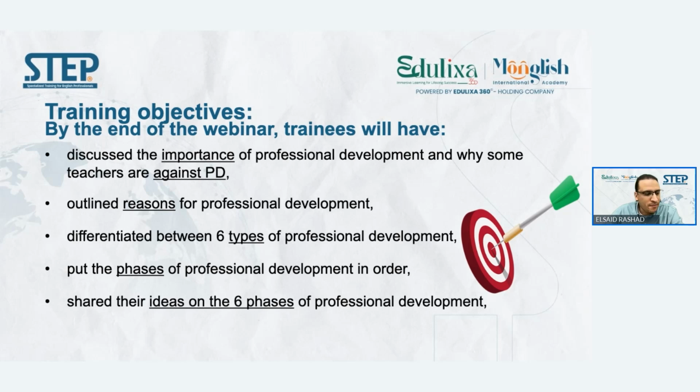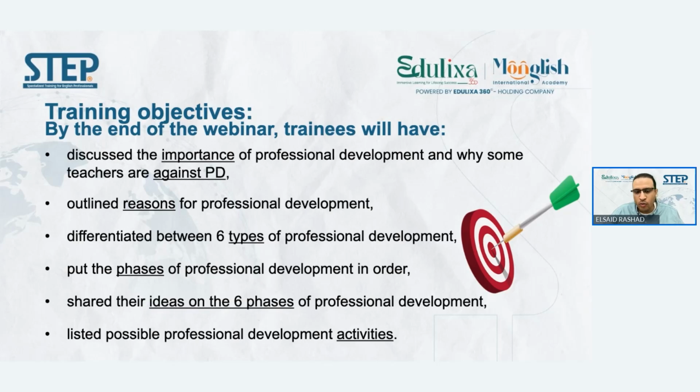The final goal in today's session is about listing some professional development activities, things that we can actually do in order to improve as teachers. All right. Good. Sometimes I pause for a while just to allow myself to look at the comments in the chat, so that we can make it more interactive. All right, let's move forward.